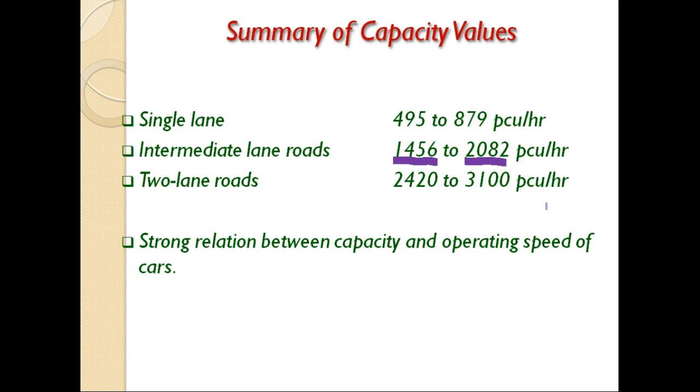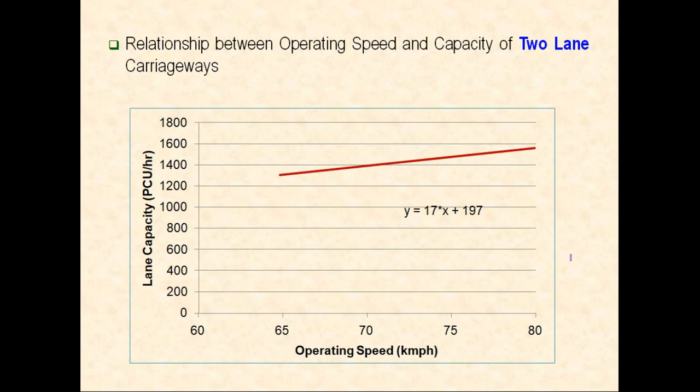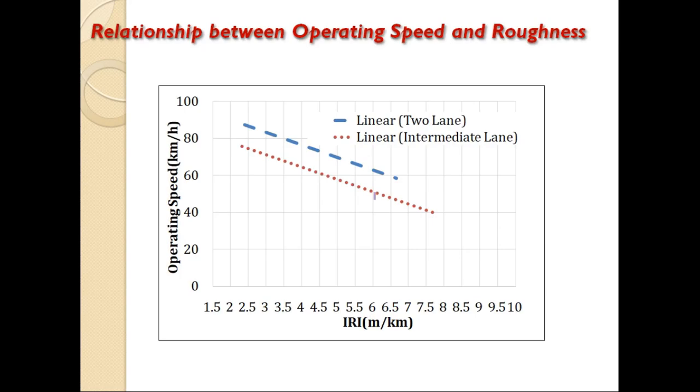So we try to correlate this capacity with the operating speed of the car, because any change in the road condition will be reflected in the speed of the vehicle, and therefore operating speed here is the 85th percentile of free flow speed. This is the kind of correlation between the lane capacity and operating speed on two lane highway, and this is the correlation between operating speed and IRI on two lane and intermediate lane roads.